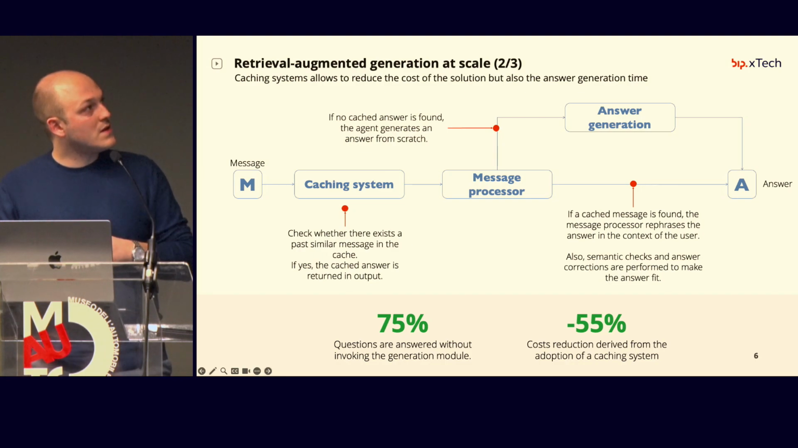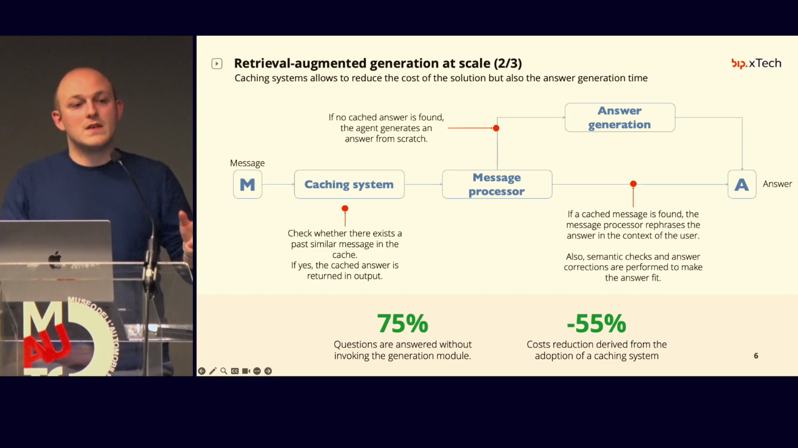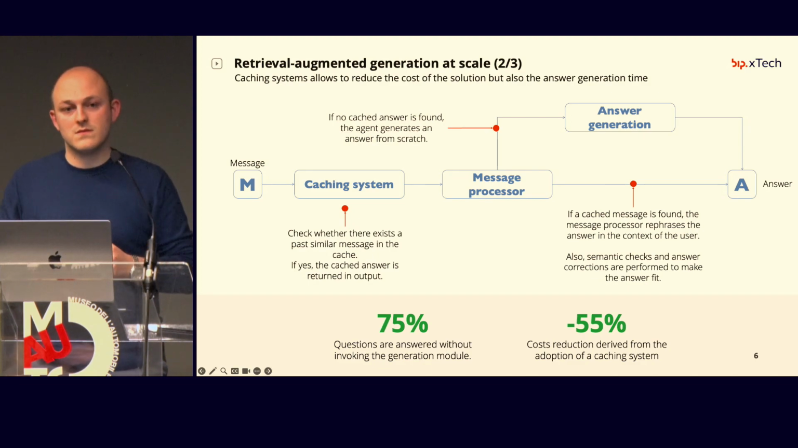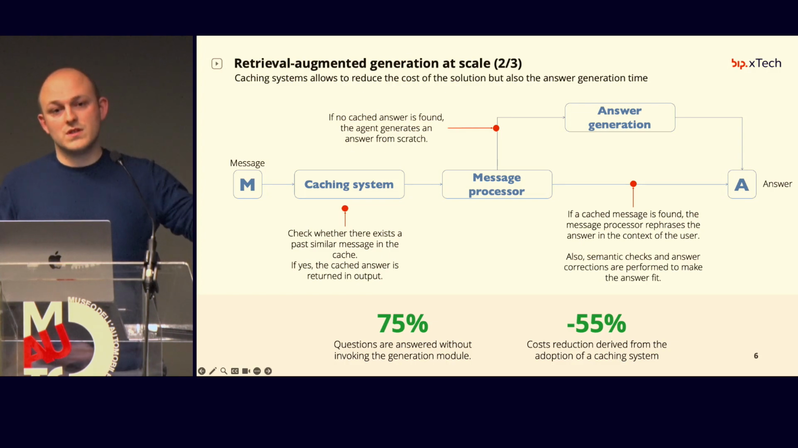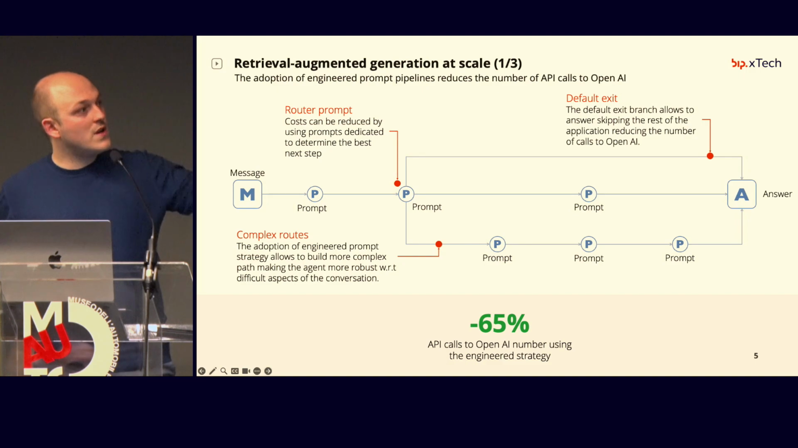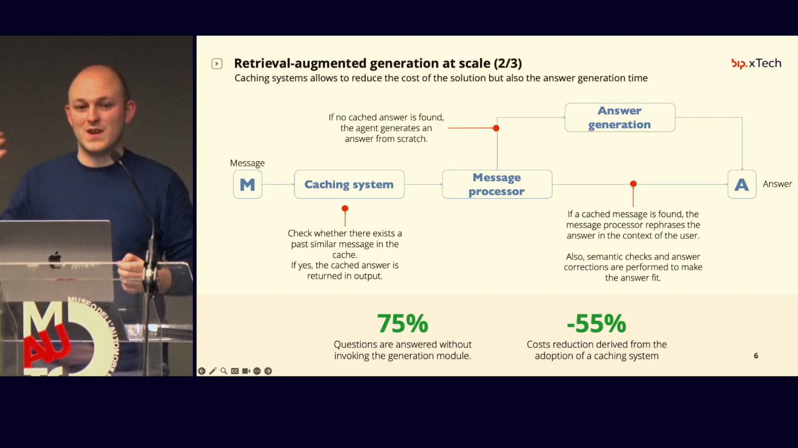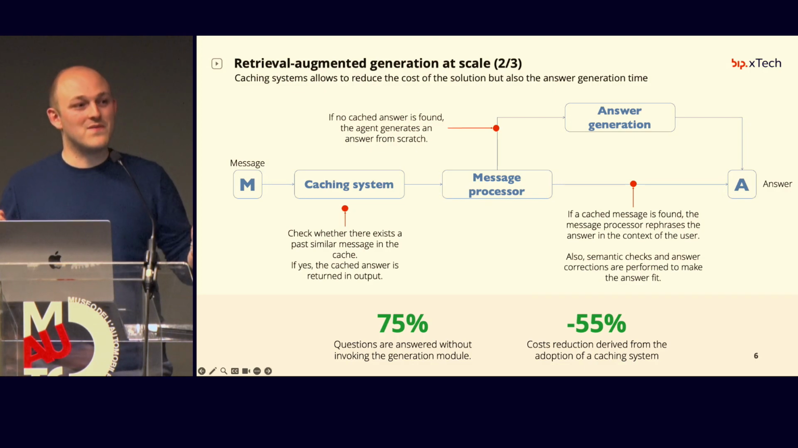Then we have another important aspect, that is the caching system. If you already answered a specific problem in the past, why do you have to generate the answer again? Okay, so in this case, we implemented a caching system that checks whether there exists an answer, and if it's yes, we skip the answer generation. We skip all this prompt pipeline, and even in this case, you can avoid calling OpenAI, and you can save other money.